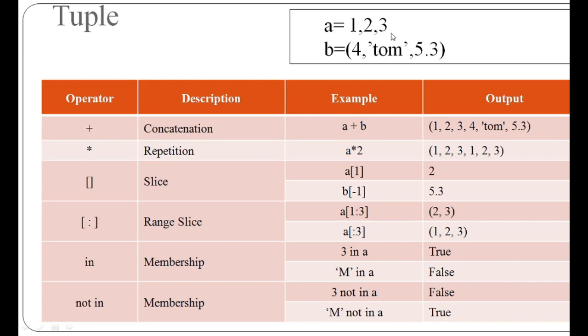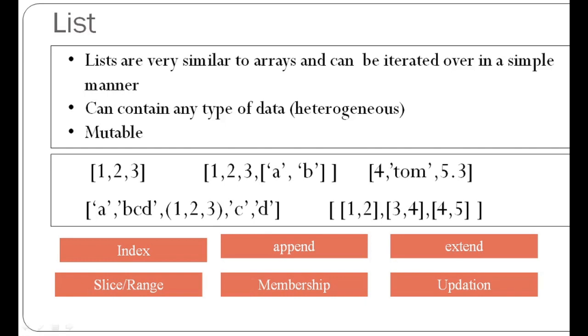So the first element, the first tuple will be concatenated with the second tuple. Similarly, you can have a repetition, slice, and then range. Here also you have a negative indexing. All this membership and then not a membership can be verified.